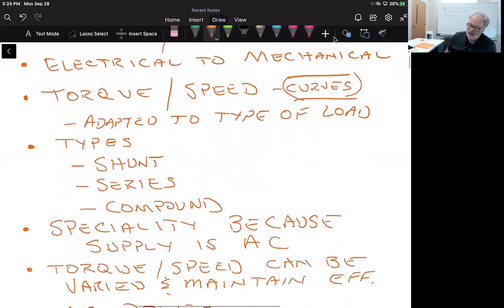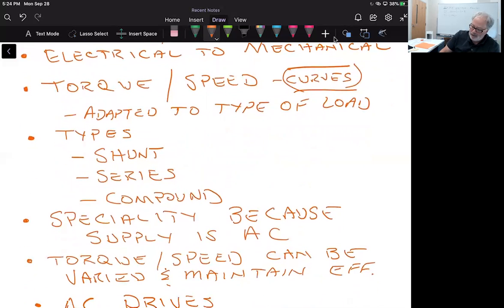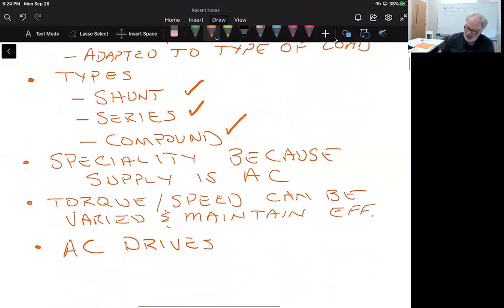And so when you're matching a DC motor to the load, it has led to 3 types generally of DC motors. There's a shunt, a series, and a compound. And again, doesn't that sound very familiar? Isn't that the same thing that we talked about when we were talking about DC generators?